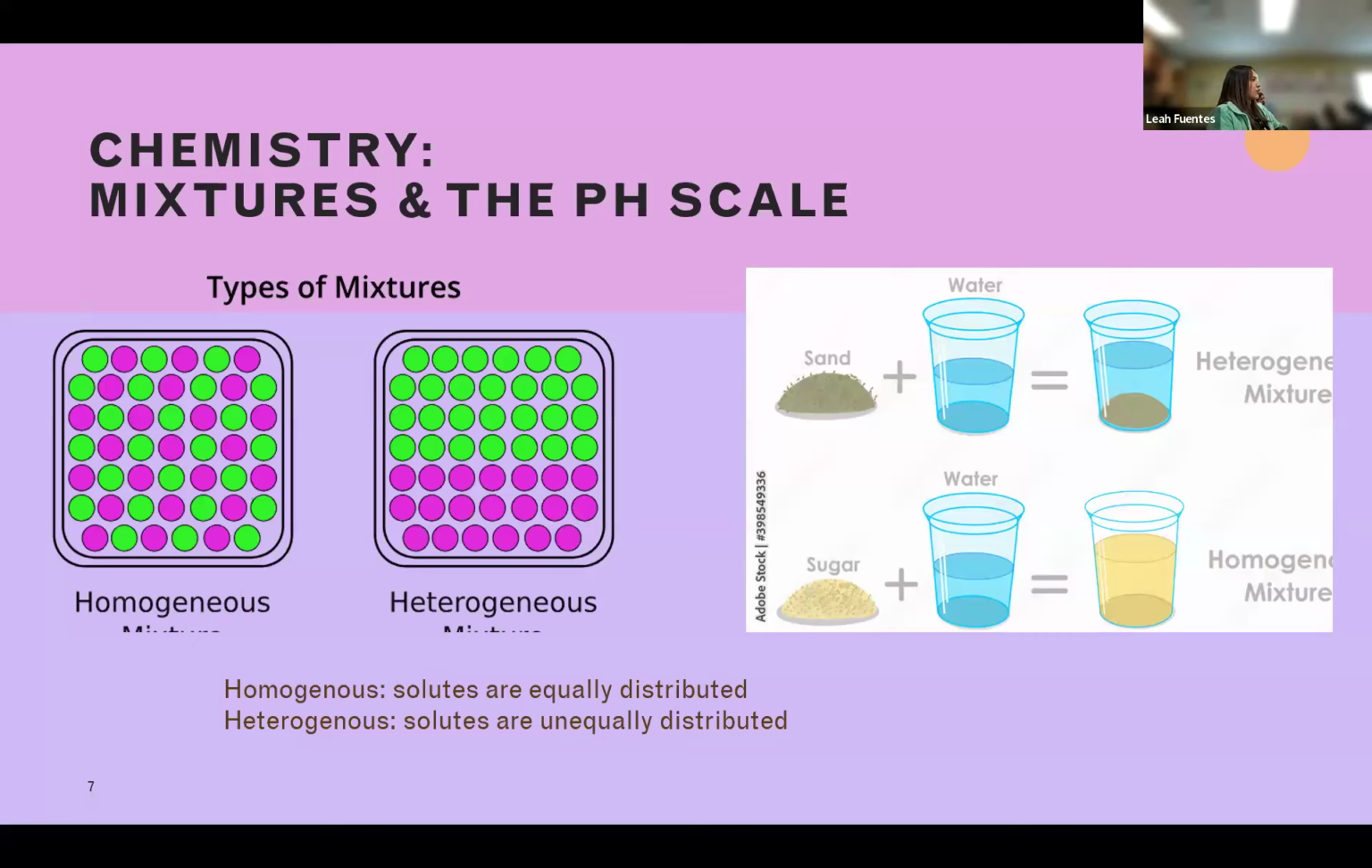Heterogeneous mixtures are solutes that are unequally distributed. In this example, we have sand and water, and we can see that the sand settles out at the bottom. And this is going to be heterogeneous. I do have a bit more about these on the next slide, but just so you guys can see that example, this really helped me in understanding the big difference between the two: equally distributed versus unequally.